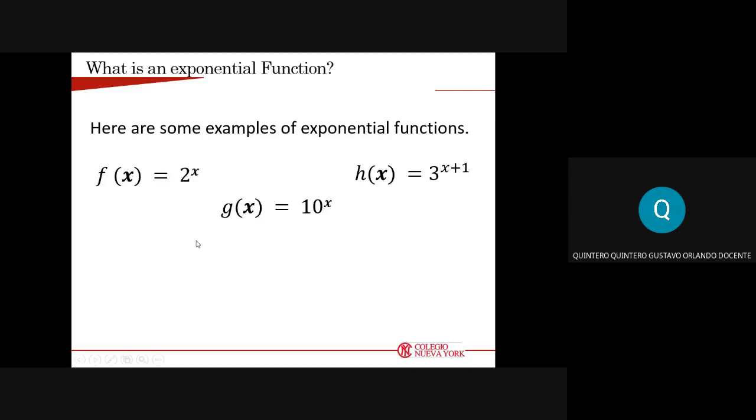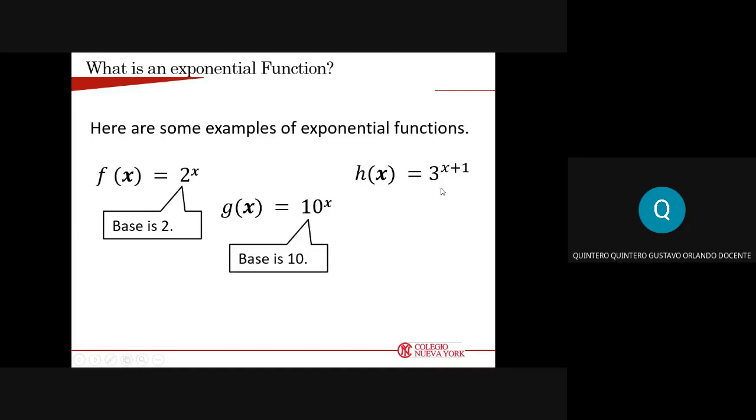Beautiful, guys. All right, let's take a look at this. The base is 2, that is the growth factor. The base is 10, that is the growth factor. And in the last one, even though the exponent is x plus 1, so the exponent is not just x alone, this is still a good exponential function. Why? Well, because the exponent includes the variable x. It doesn't just have to be x alone. It can be x to the 2, for example. That is a good exponent. 3 to the x squared. That's awful, but it works. So the base here is 3, right? Those are the growth factors.